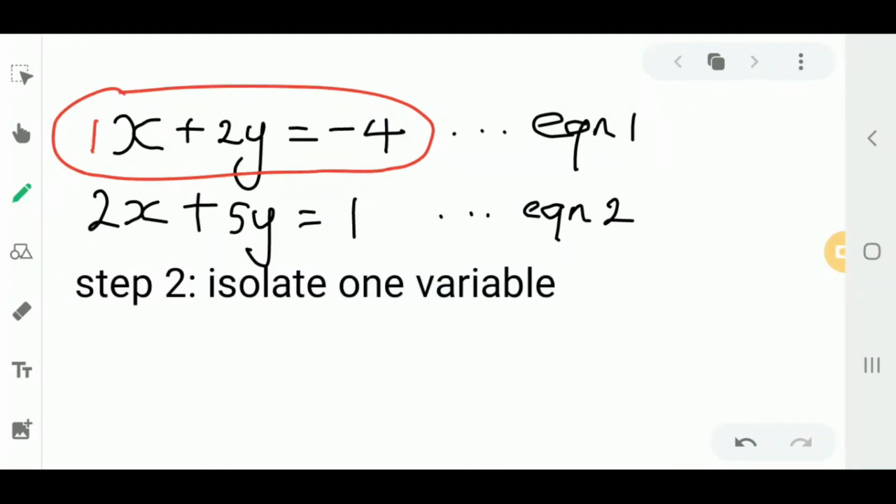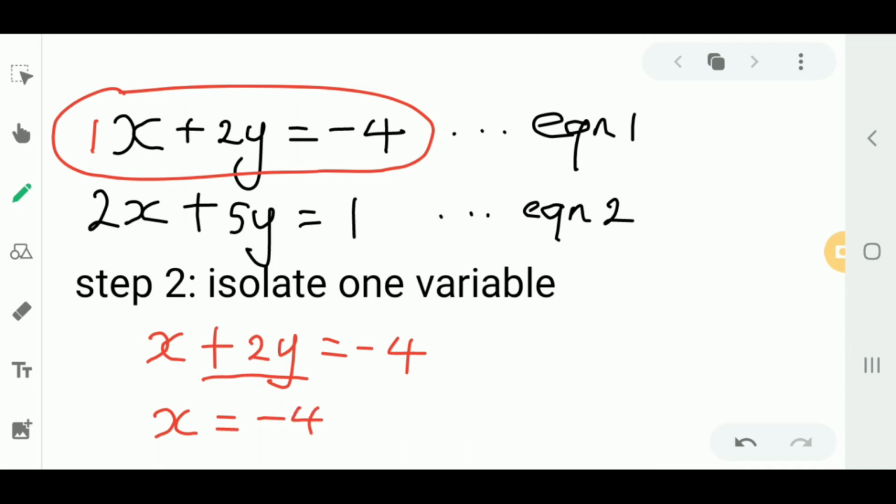Okay, so since we're using equation 1 because it has a coefficient of 1 for x, what we have to do is isolate one variable. Now, because x is a variable that has the coefficient of 1, we're going to make x the subject of this formula. So what we need to do is carry over the plus 2y. So we now have x is equal to minus 4 minus 2y.